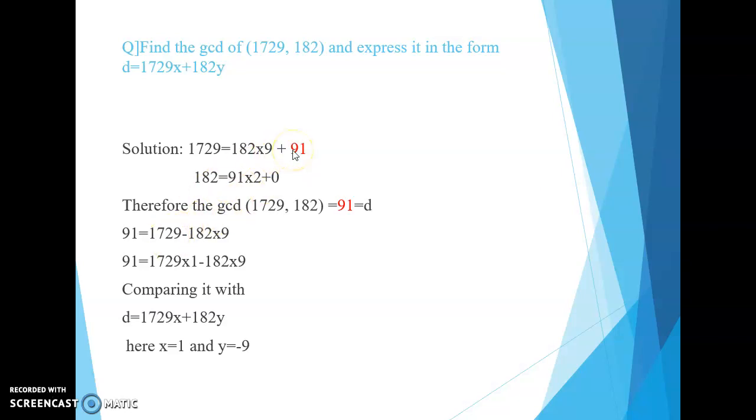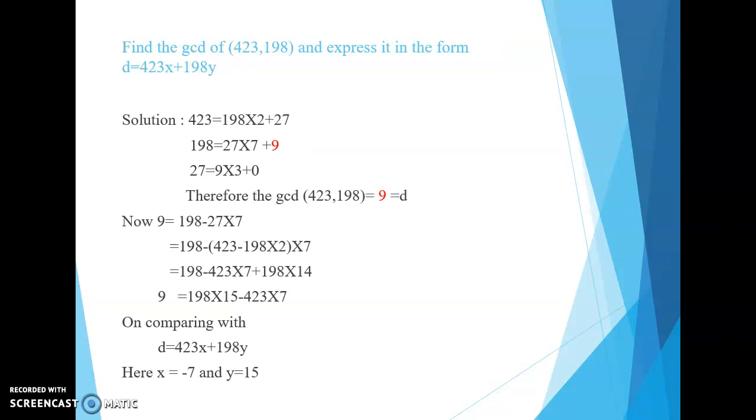From the first step I am having 91, which I will reverse. I can just write it as 1729 minus 182 into 9. And 91 is equal to 1729 into 1 minus 182 into 9. Comparing it with the question, I will get x is equal to 1 and y is equal to minus 9.